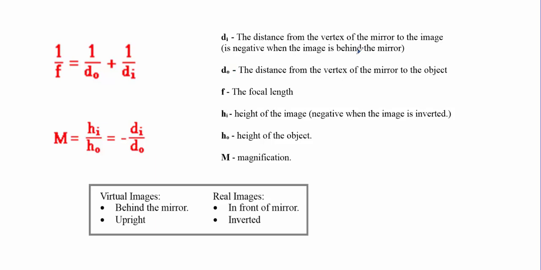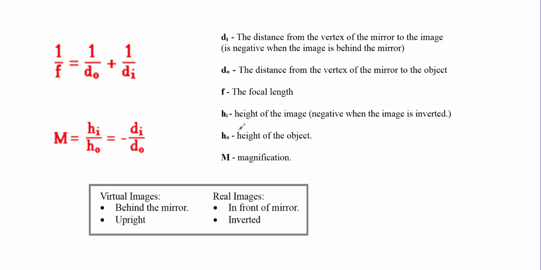Sometimes it's in front of the mirror, sometimes it's behind the mirror. When it's behind the mirror, it's always negative. Object distance is the distance the object is placed in front of the mirror. F is the focal length of the mirror. HI is the height of the image. It's negative if it's inverted. HO, the height of the object itself.